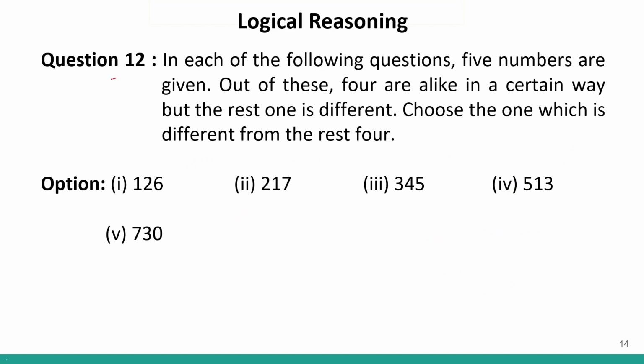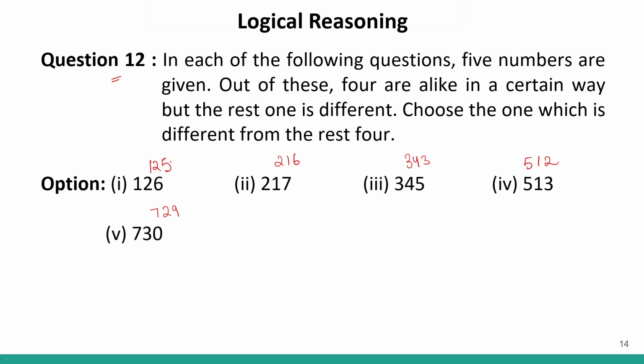Now, question number 12. If I look at 126, 217, 345, 513 and 730, I can see they are very close to cubes. So, 125 is a cube. Now, over here 216. Similarly, over here we have 512. And for 730, the closest cube will be 729. And for 345, the closest cube will be again 7 cube. 7 cube is 343. This will be the closest cube.